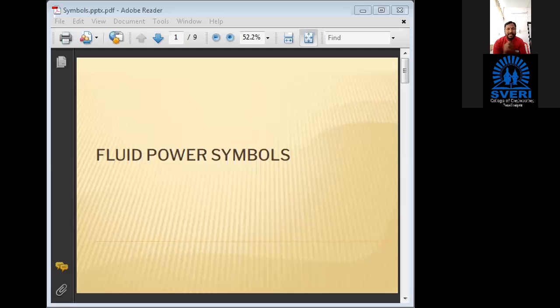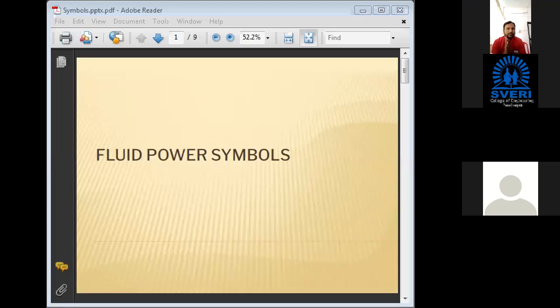These are the IS standard symbols required for our hydraulic part as well as the pneumatic part. On the screen I have written the fluid power symbols; fluid power includes both hydraulic and pneumatic systems. Just give me consent whether my voice, video and screen are visible at your end. Tell me in the chat box, yes or no, so that we can go further. All is clear, sir. Okay, thank you. Let us start with the symbols.